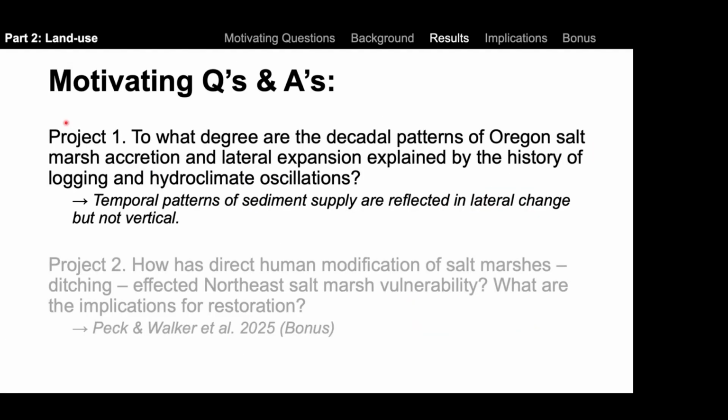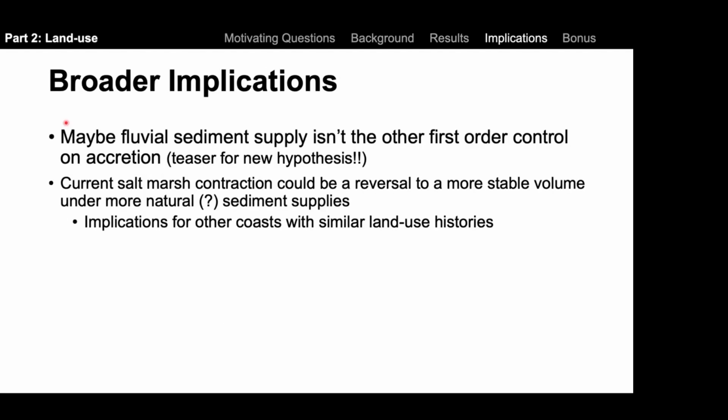And so to answer the first question, temporal patterns of sediment supply are partly controlled by land use change, and lateral rates of change are partly affected by the history of logging, but vertical rates are not, and that was really surprising. And I think one of the most interesting takeaways here is that when we think about these results in the context of other coastlines that experience a similar history of intensive deforestation, like the northeastern United States following colonization or New Zealand, right now we're seeing salt marshes rapidly contracting.